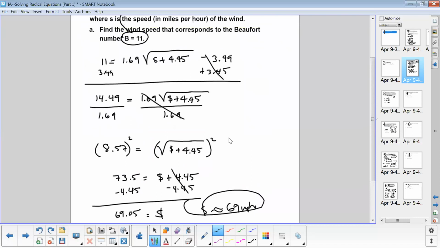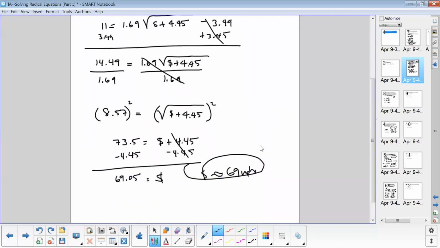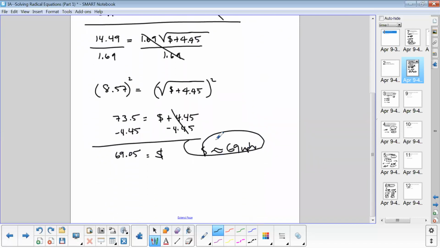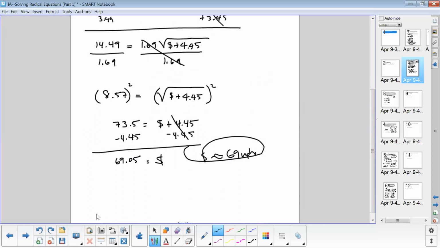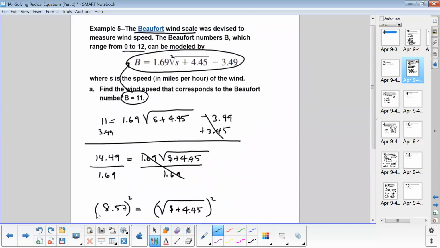And for a Beaufort scale of 11, winds of 69 and up should represent that Beaufort scale of 11. So if you're looking at different Beaufort numbers, 0 to 12, it would be substituted here for B. So if the Beaufort wind scale was 6, then 6 would be substituted in instead of 11, and then the process goes forward.